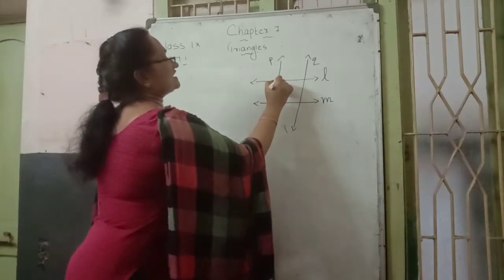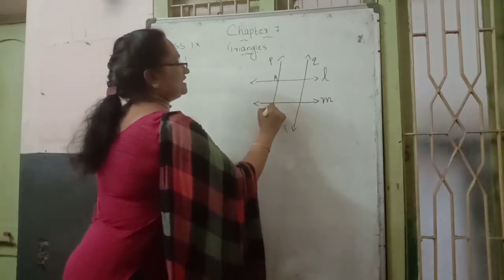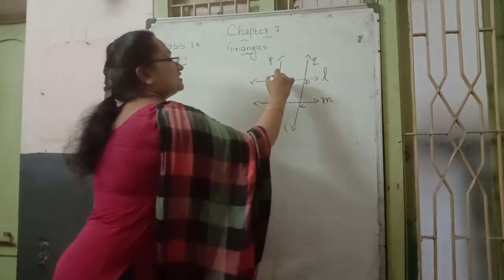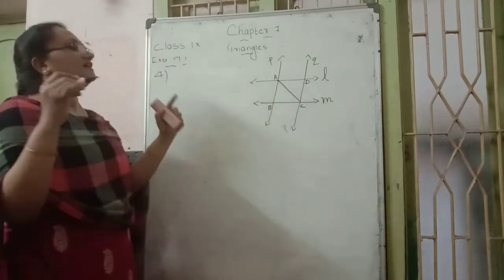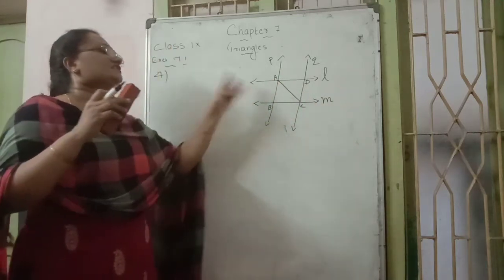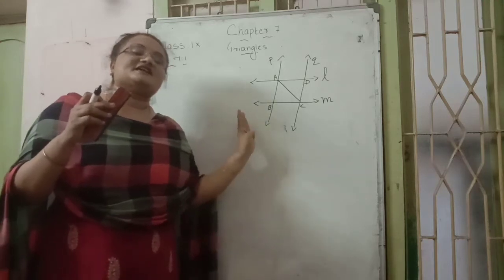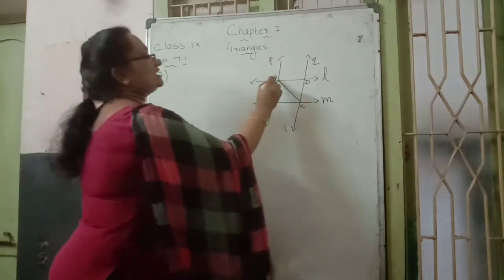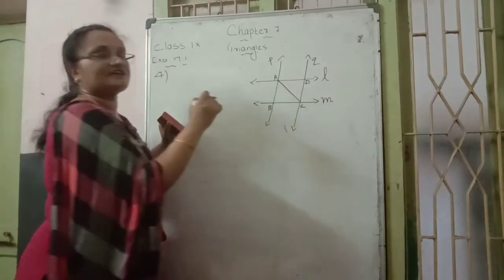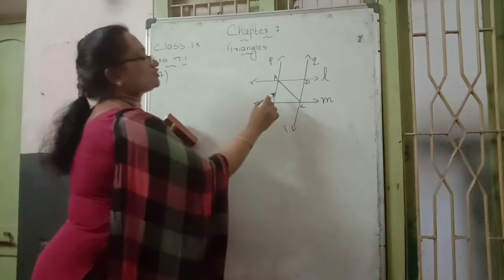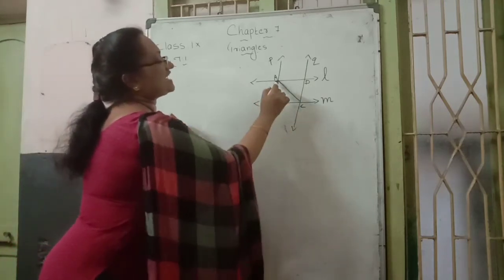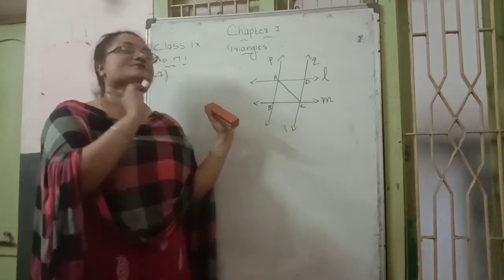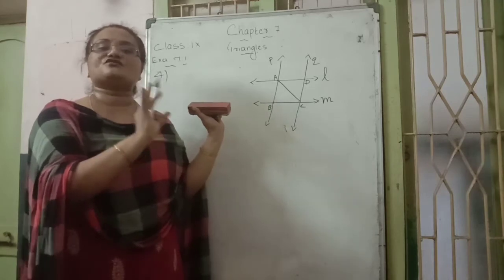The intersecting points are marked A, B, C and D in this way, and A to C is also joined. Here they have given information in this way: L and M are parallel, P and Q are parallel. Then we want to prove, in ABCD, how many triangles can we see? Two triangles. Which are they? Triangle ABC and ADC. Both are congruent triangles. We want to prove that; that is the meaning of this question.